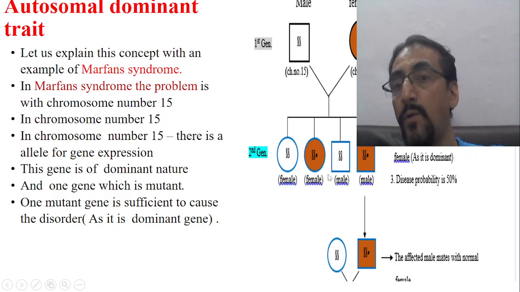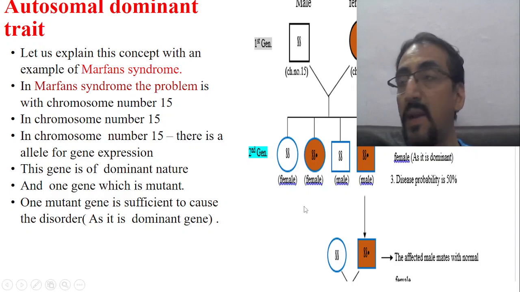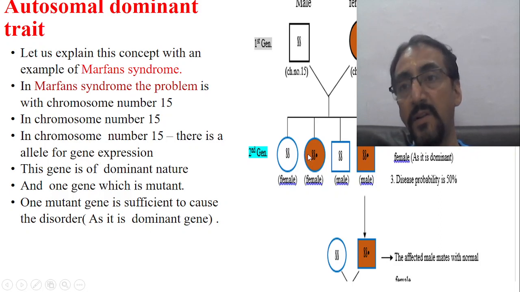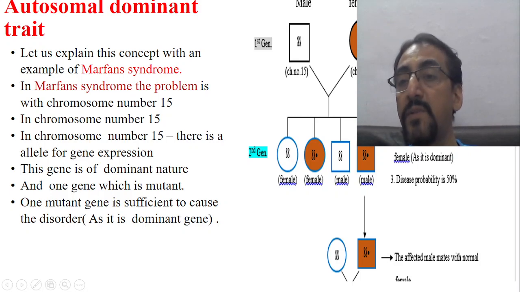So now, if you look into the pedigree, what happens? 50% of the males are affected and 50% of the females are affected, isn't it? See, this is a female, this is a male. One mutant gene is sufficient to cause the disease. We know that 50% of males are affected and 50% of females get affected. This is observation number 1. Now, the mutant gene is transferred to 50% of the males and 50% of the females. It causes 50% of the disease.